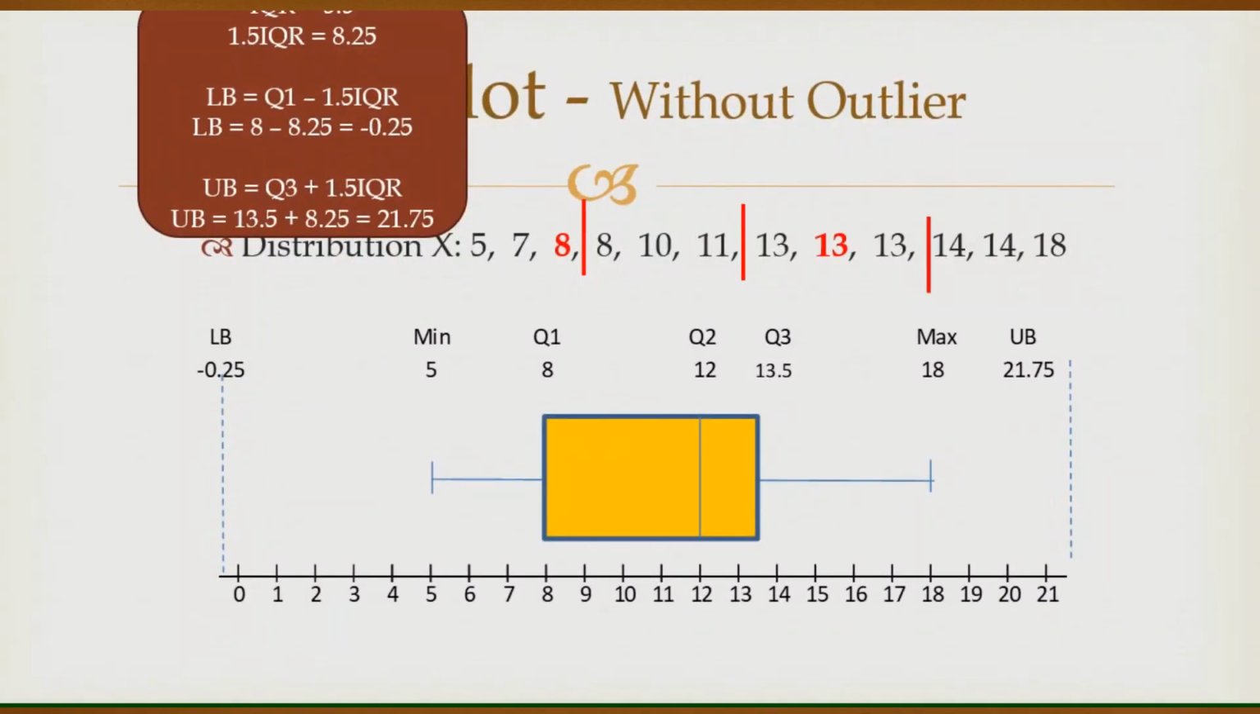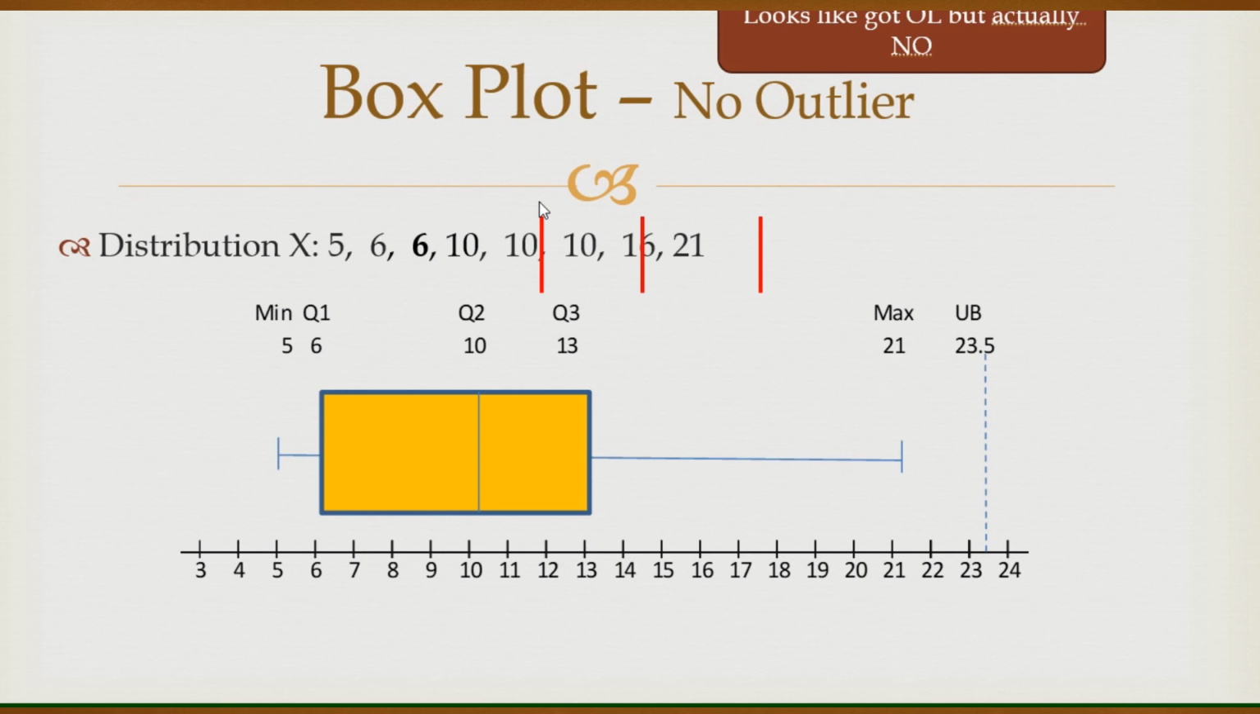So let's look at the example here. You find your 5-number summary first. Minimum is 5, maximum 21, Q1 is 6, Q2 is 10, Q3 is 13. Then you have to find your upper and lower boundary, and see whether there are outliers or not. Your lower boundary here will be negative 6 point something or 4 point something, which is very much smaller.